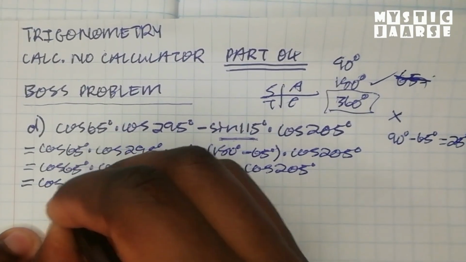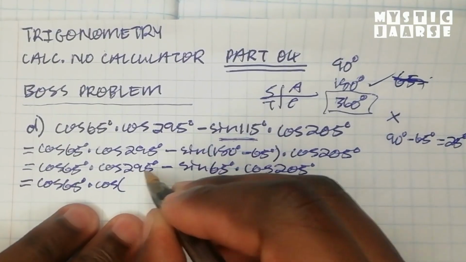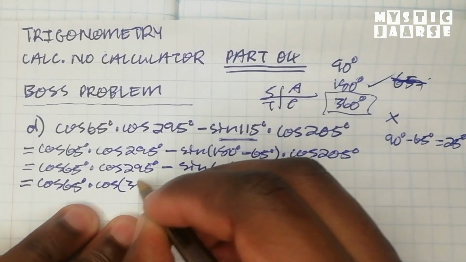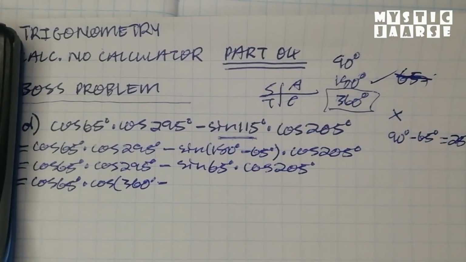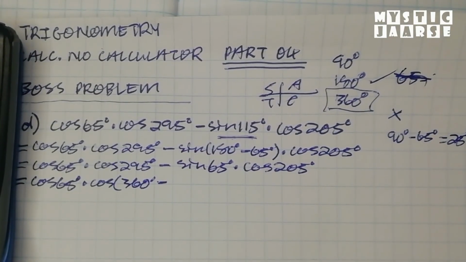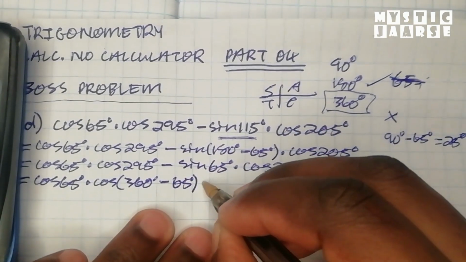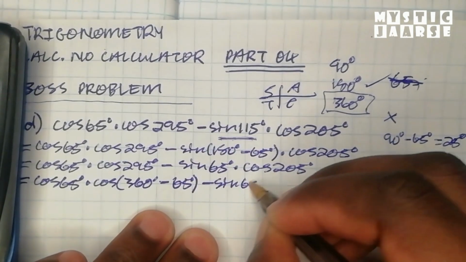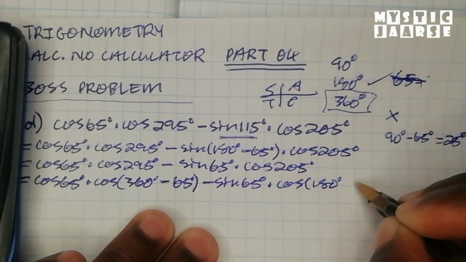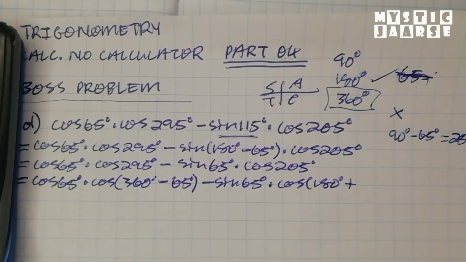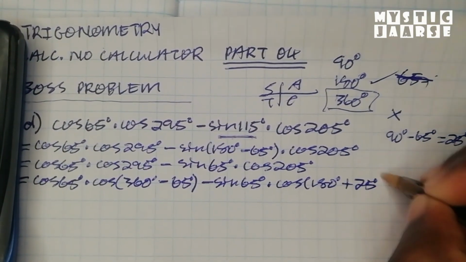We have cos of 65 degrees multiplied by cos of, we are going to use 360 degrees minus 360 minus 295, we get 65, minus sine of 65 degrees multiplied by cos of 180 degrees plus 205 minus 180, get 25 plus 25 degrees.